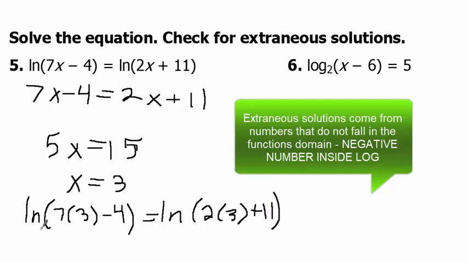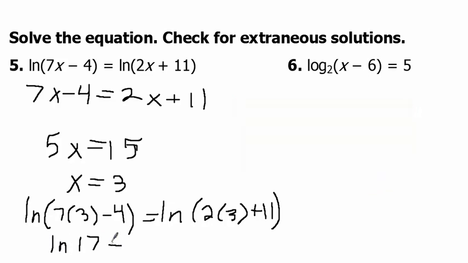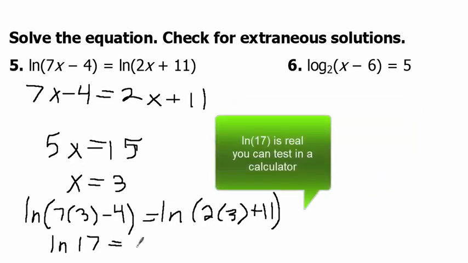Okay, plug it in, simplify, number crunch. I have 21 here minus 4, so that's going to give me 17. So I have ln of 17. And here I also have 17. Since both of them work out, it is a solution.